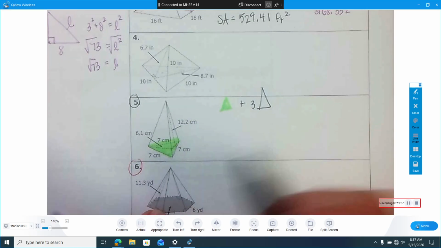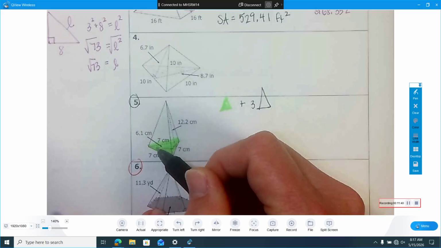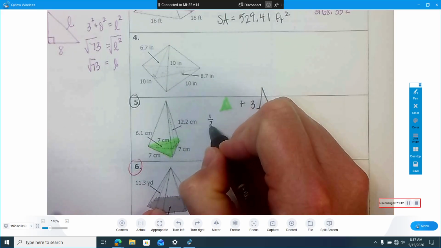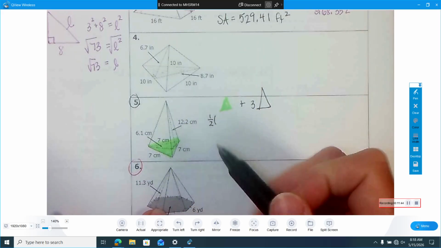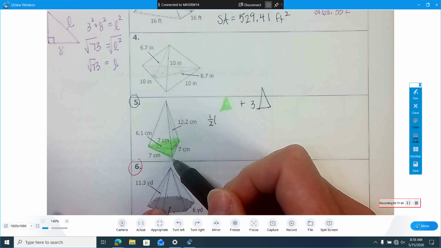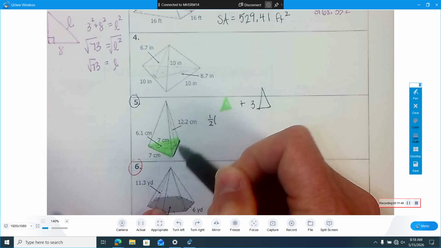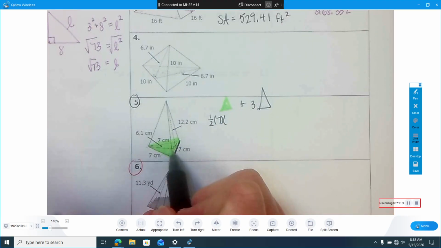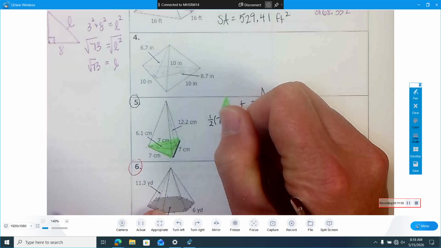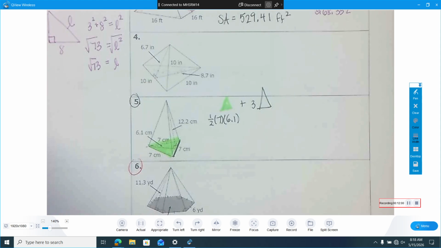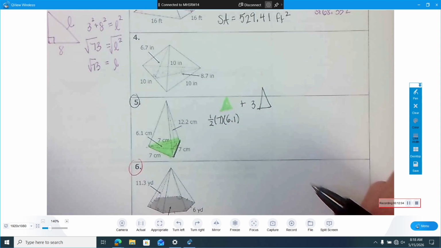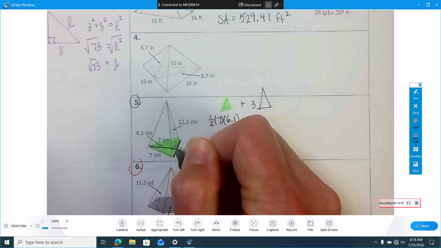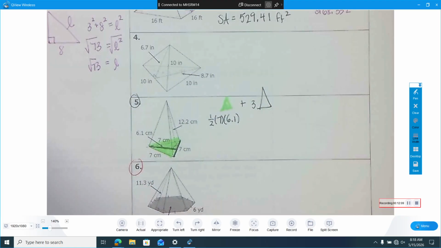All right, so the green triangle has, we're going to do 1/2. What's the base of the green triangle? 7, right here, base of 7. And then what's the height of the triangle? 6.1. See the dotted line there? It's pointing and it's at 6.1. All right, so be careful. We don't want any slant heights there. We want perpendicular to each other. So that is our base and height of that green triangle right there.